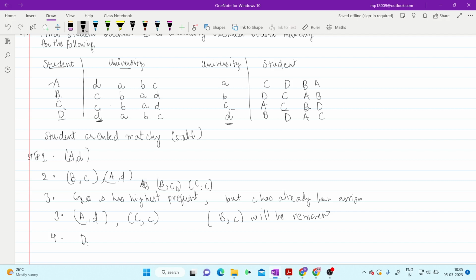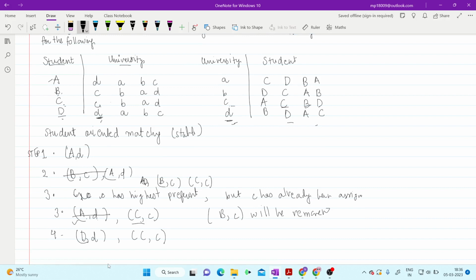So in fourth step, what is the matching? BC got cut in the second step. So in the third step, the matching that we have is AD and CC. Now we are looking for DD. We see D prefers D over A. So AD will also get cut and we'll have DD, and CC was already there.